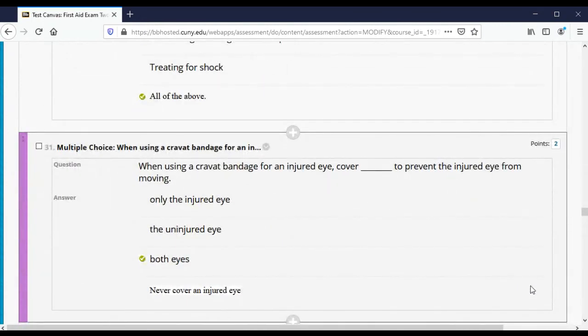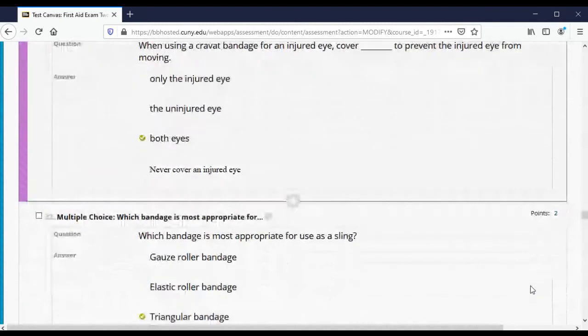Using a cravat bandage for an injured eye, cravats are those triangular bandages, cover both eyes to prevent the injured eye from moving. Remember, as we said before, when you have one eye injured, dressing and covering the injured eye is definitely appropriate, but if you don't cover the other eye, every time that other eye looks around and moves, it's going to pull the injured eye along with it, furthering damage. So that's why you want to always cover up both eyes.